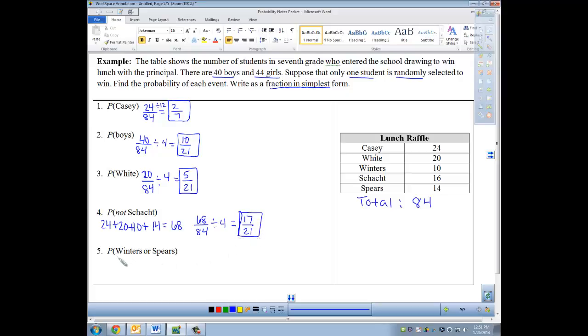Number 5, probability that it's going to be Winters or Spears. There were 10 students in Winters' class plus 14 in Spears' class, so that's 24. So 24 out of 84. Again, that's what we had from number 1. So divide both by 12, and we'll get 2 over 7. So out of these options, the winner most likely won't be in Mr. Schott's class because that'd be the biggest probability.